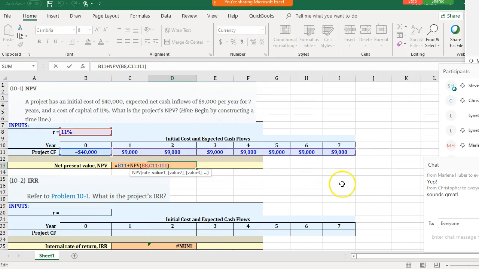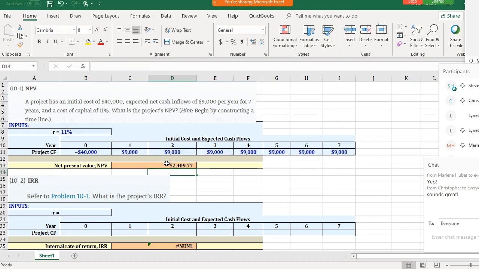So what I want you to see is that what that formula is doing, it's saying B11, and B11 is the year 0 amount, and I don't affect that by the time value of money. But then I'm taking B8, and B8 is the 11%, and then the sum of C11 to I11. And C11 to I11, I do have to bring back to the present value today, based on time value of money. So 1 year through 7 years back to today. And I net that. So basically I'm saying the net amount of these series of cash flows compared to the initial $40,000 cost gives me a positive number of $2,409.77.